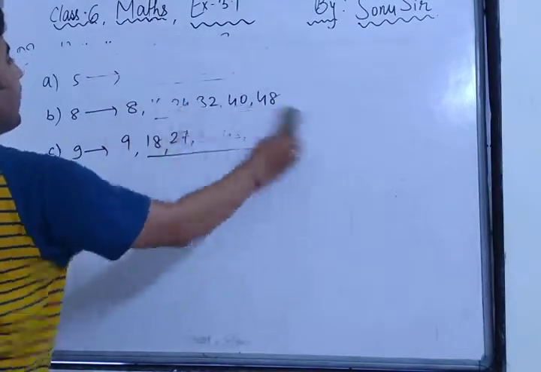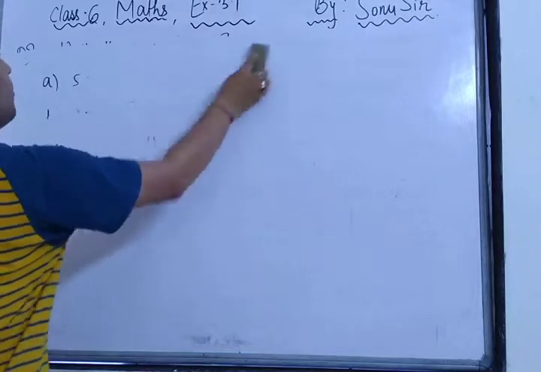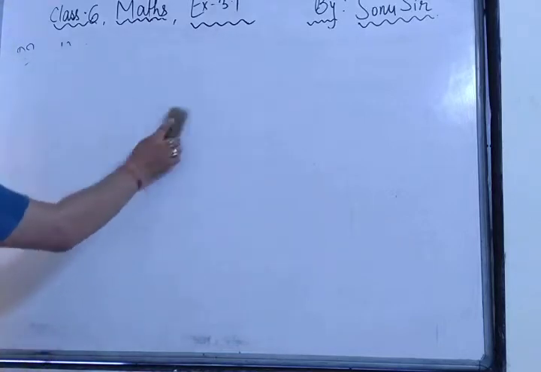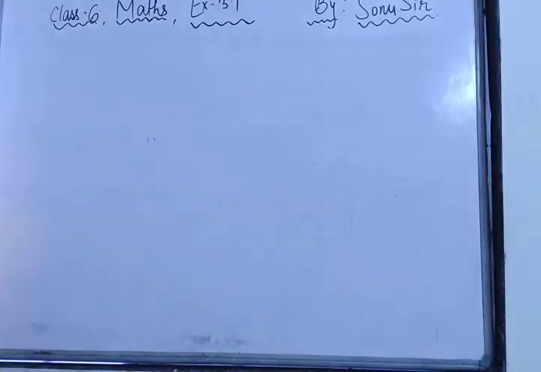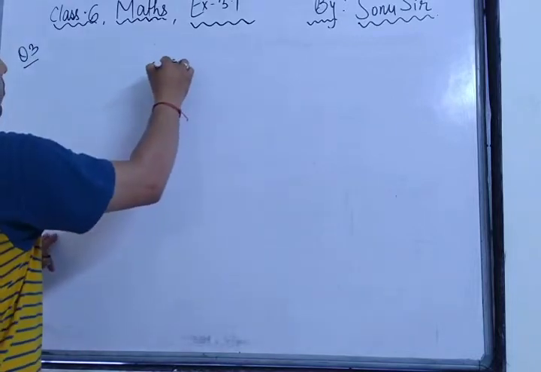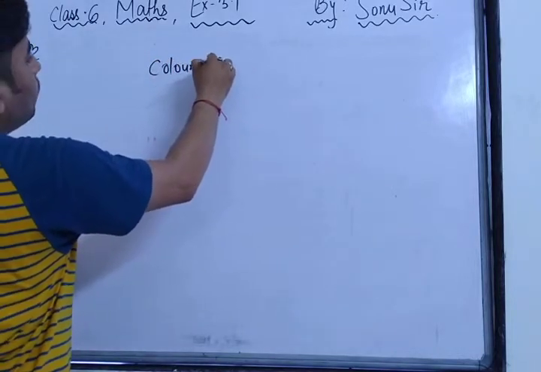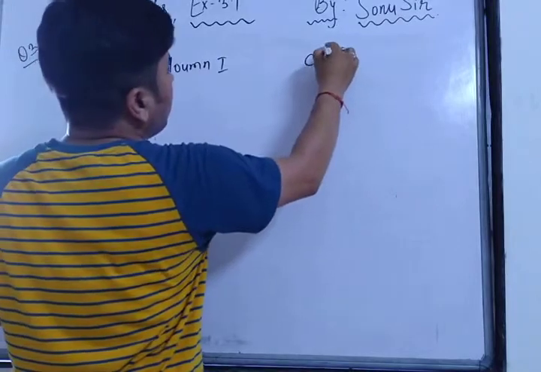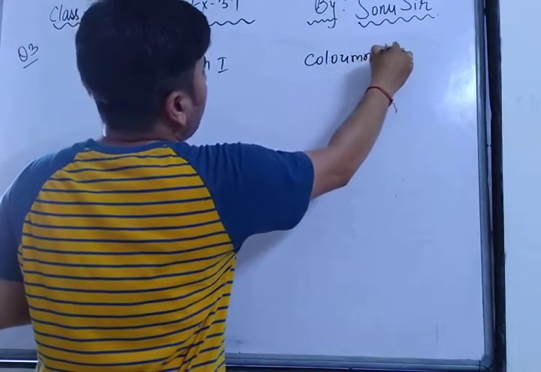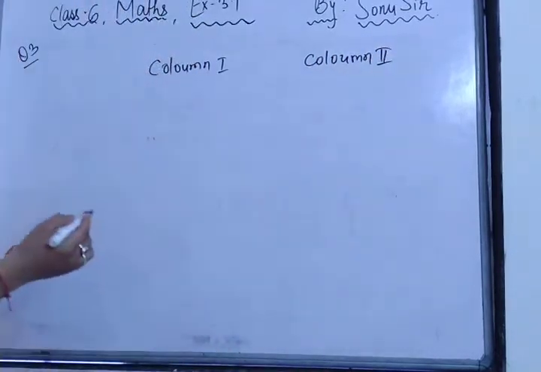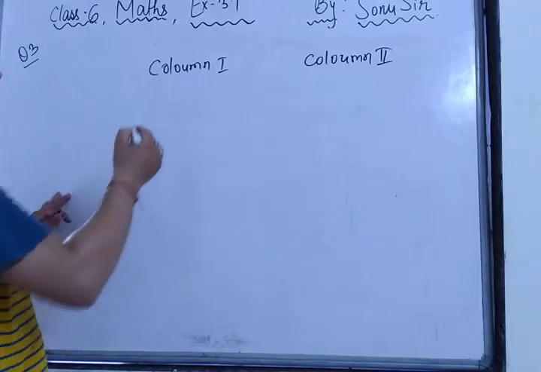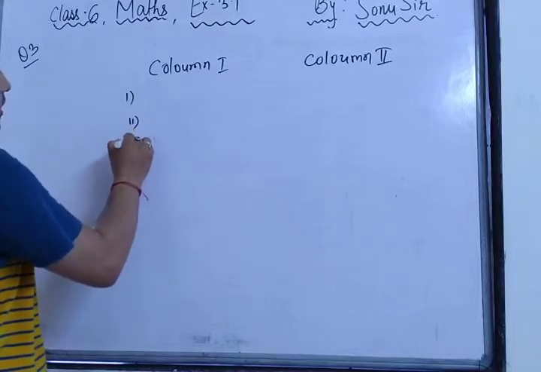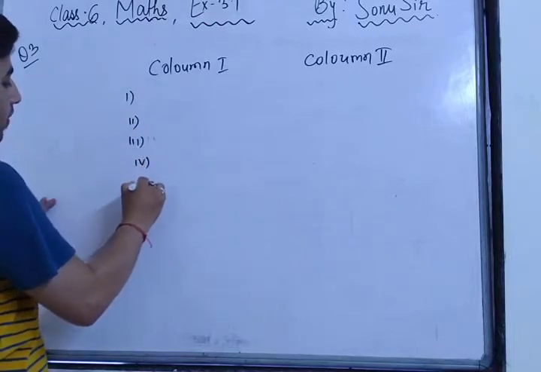Question number 3 is that we have to make a match the following box, and in that box there are 2 columns, column A and column B, right? Column 1 and column 2. I hope all of you know how to write the match the following. There are 5 questions in column 1: first, second, third, fourth and fifth.